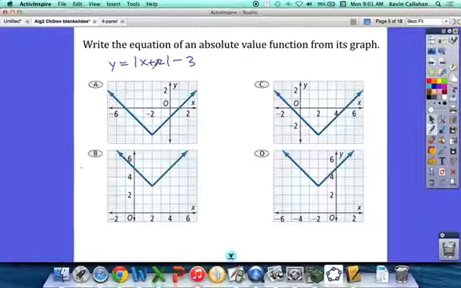So how would we show this one right here? Okay, so that would be y equals the absolute value of x minus 2, and then what goes after? It's down 3. How do you show it down 3? Minus 3, right?